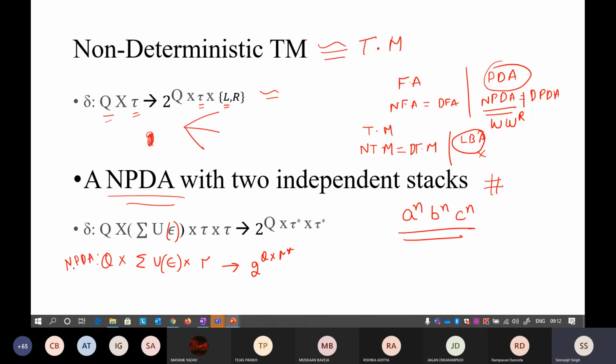Okay, so this was your transition function for NPDA, and if you're saying that this is just 2 raised to the power of q. Now your NPDA is given two different stacks. So this tau is from one stack, this tau is from the second stack. Now what do you mean by this? I have already told you that within one stack you can do only one comparison, either a is equal to b or b is equal to c.